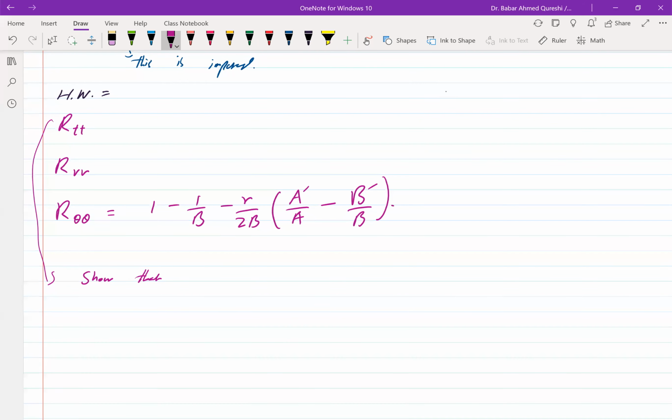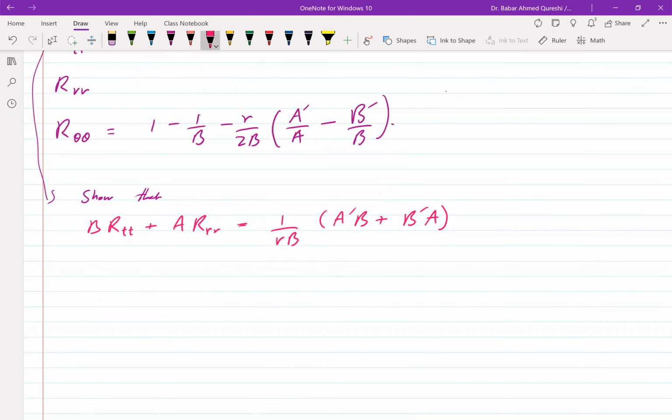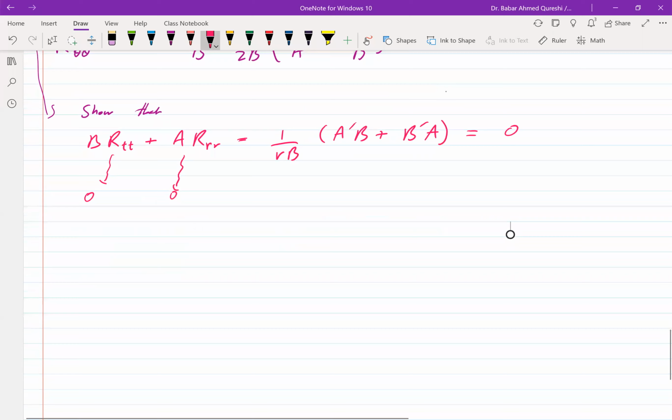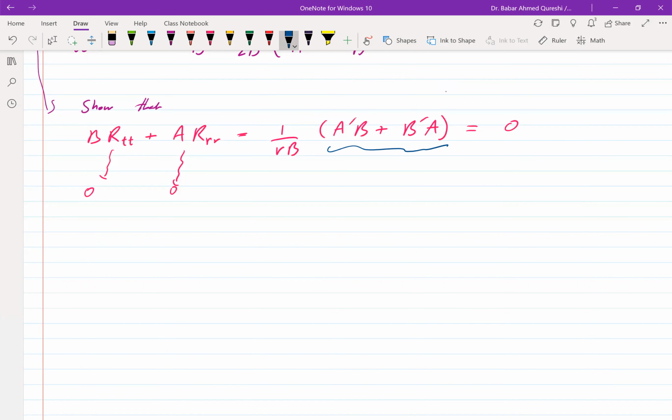Show that if you make this combination, this turns out to be equal to this. That's what you prove by computing R_tt and R_rr. However, we have imposed that this is 0 and this is 0. So this has to be 0. If this is 0, then you can solve this. This just gives you, so this has a solution that AB is equal to C.